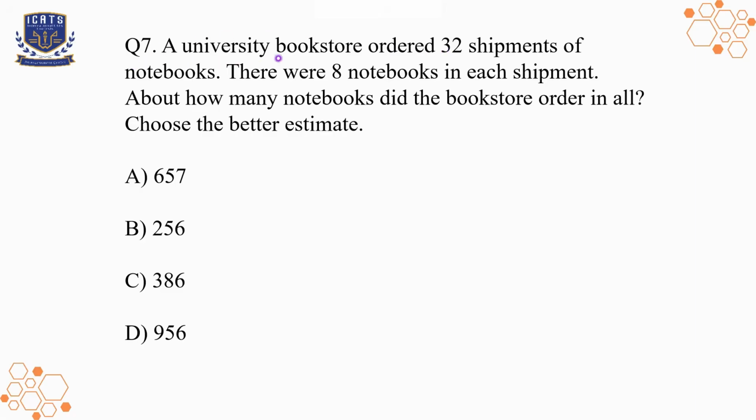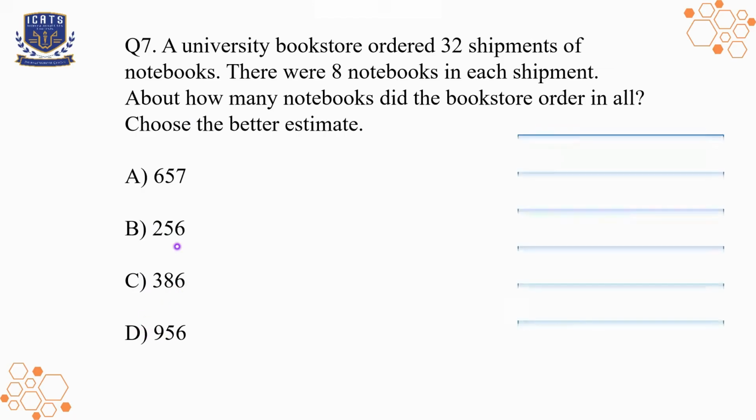Question number 7. A university bookstore ordered 32 shipments of notebooks. There were 8 notebooks in each shipment. About how many notebooks did the bookstore order in all? Choose the better estimate. Option A is 657. Option B is 256. Option C is 386. And option D is 956.